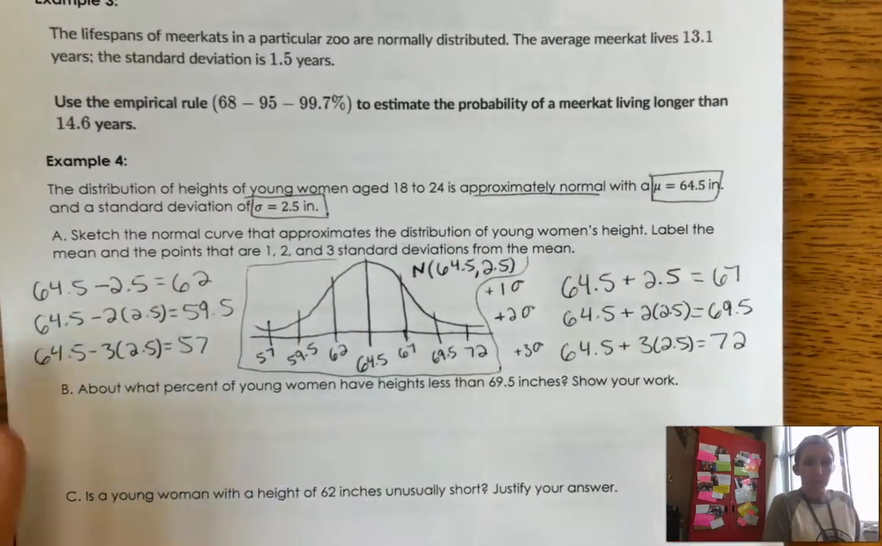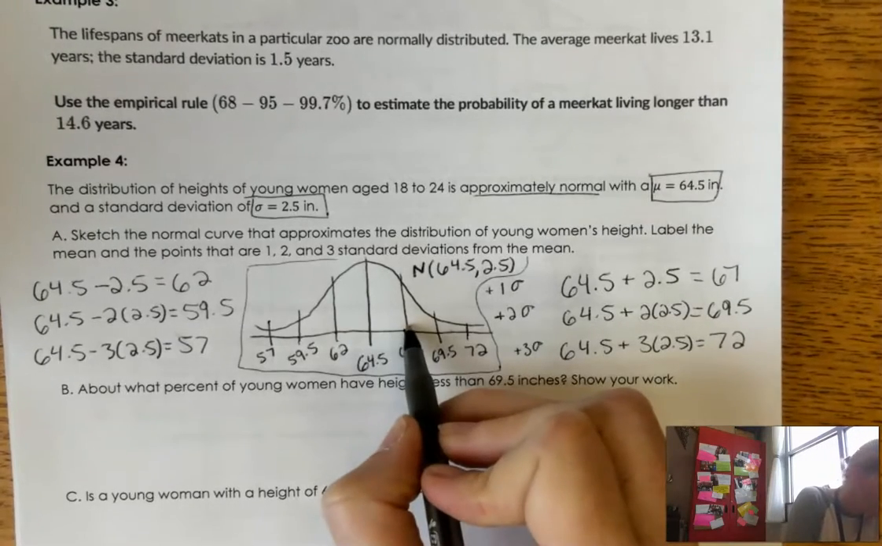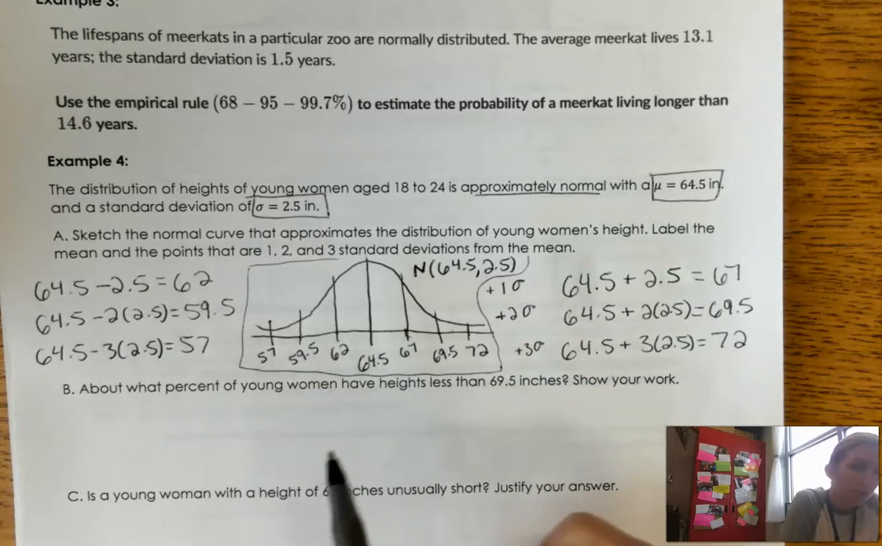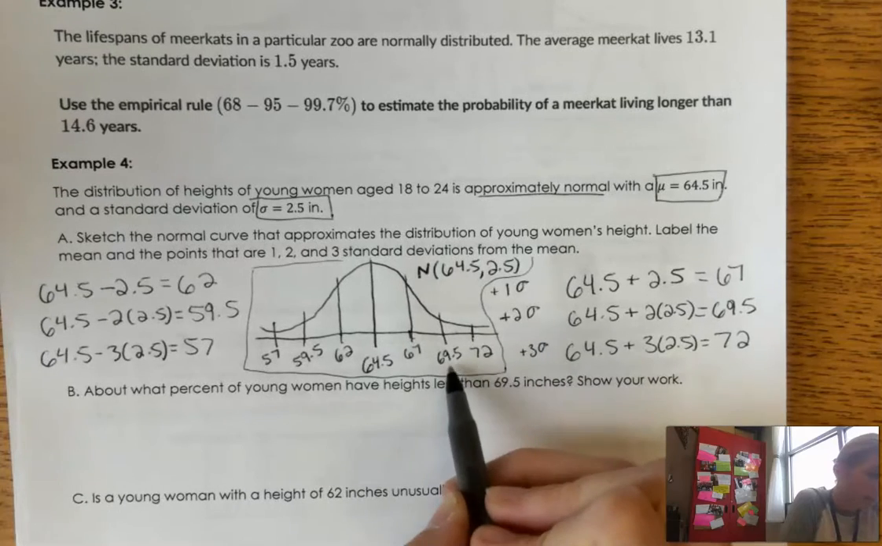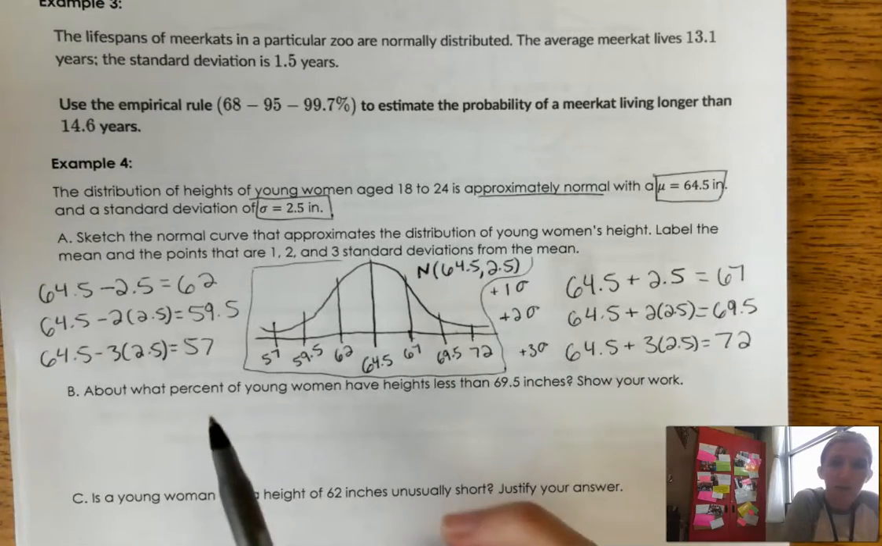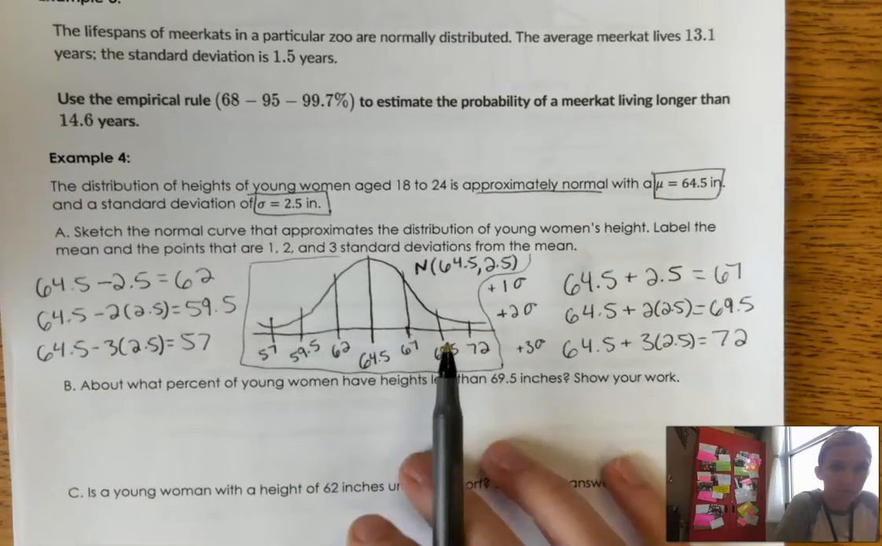Alright. If I told you that a data value had a z-score of 1, what would that value be? Remember, a z-score is the number of standard deviations above or below the mean. So if I was 1 standard deviation above the mean, I would be 67. What if I had a z-score of 2? I would be 69.5. What if I had a z-score of -3? I would be 57.